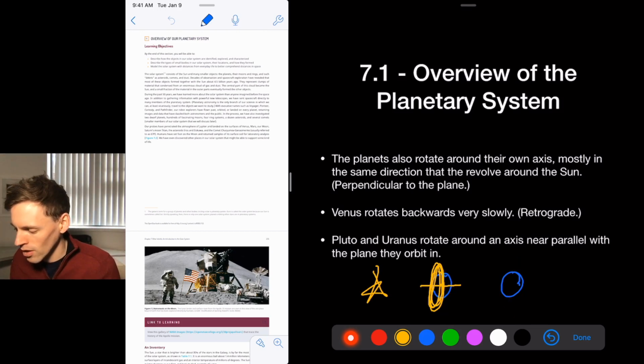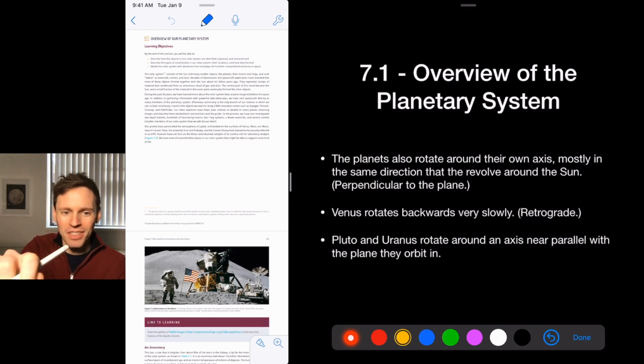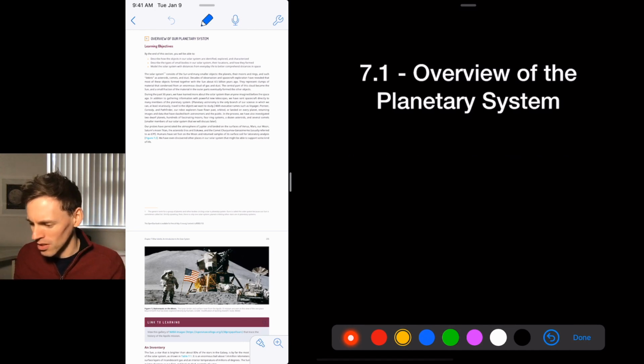So that's very skewed. That means Uranus has some crazy intense seasons because half the time it's pointed directly at the sun, the other half of the time it's pointed away from the sun, so it has a really long winter.